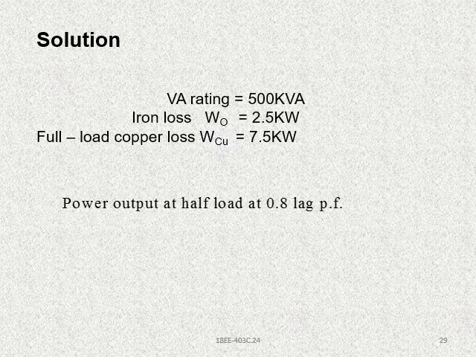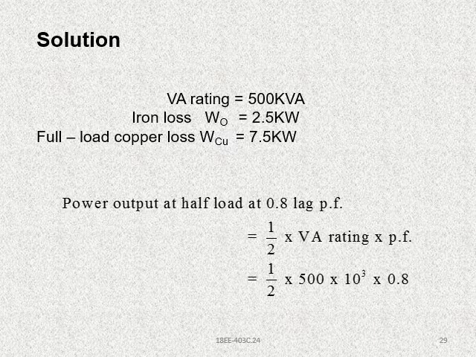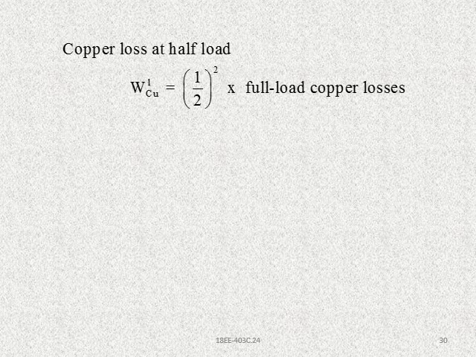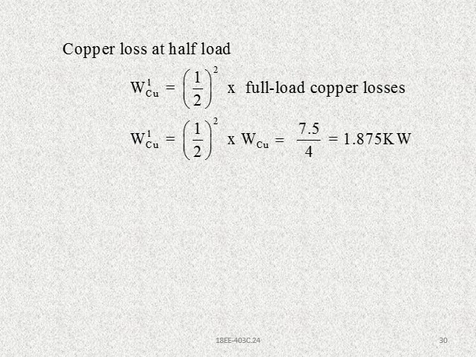The power output at half load at 0.8 lag is half into 500, half into VA rating into power factor, the same as in the previous. Half into 500 into 0.8 gets 200 kilowatts. The copper losses at half load, as you know, should be square of half into full load copper loss. That gets half square into WCU, which is 7.5 by 4, is 1.875 kW.